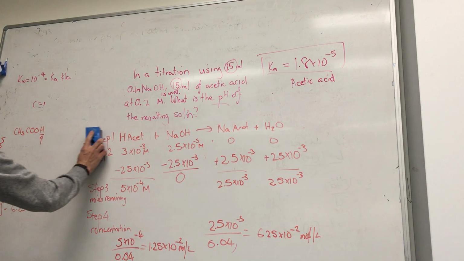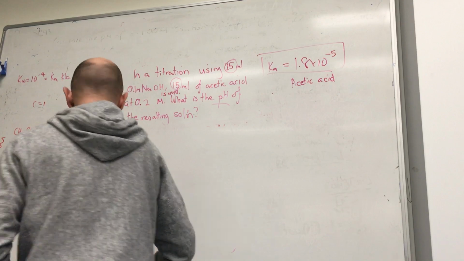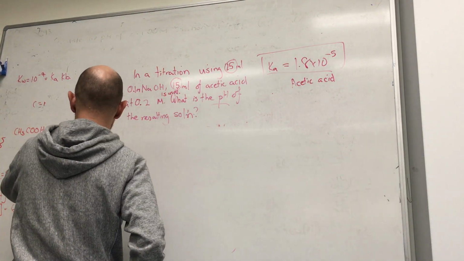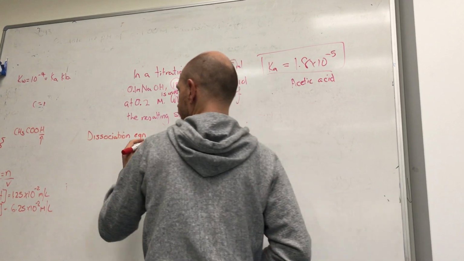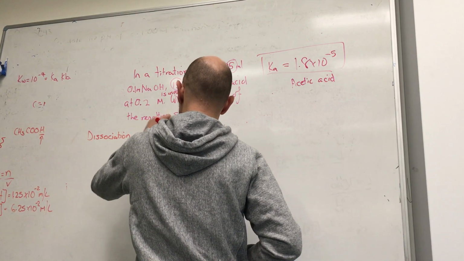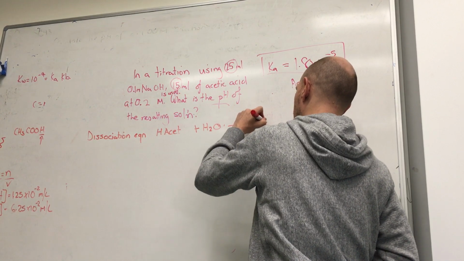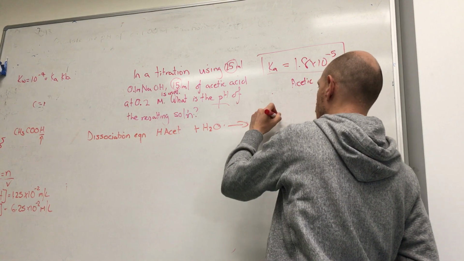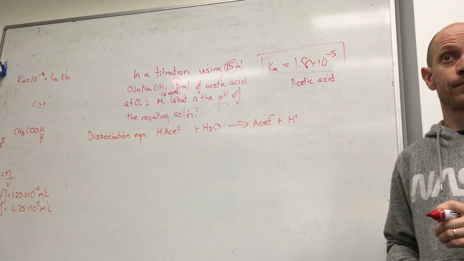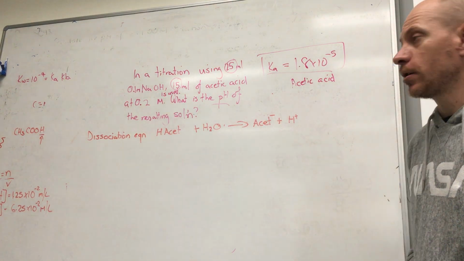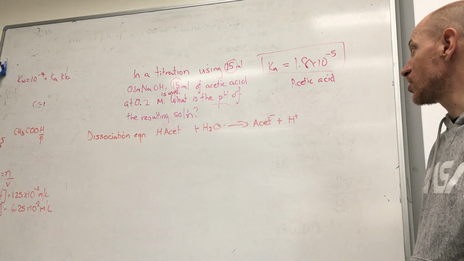So I'm going to erase this portion of the board. The next step is to write a dissociation equation. So we've got HAcet plus H2O forms acetate ions plus H plus. Understand? Yep. And we know that our Ka is 1.8 times 10 to the minus 5. So our dissociation equation is that.